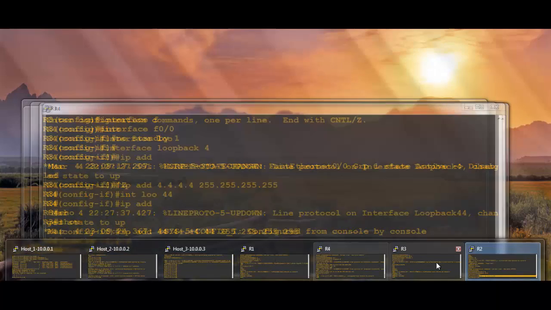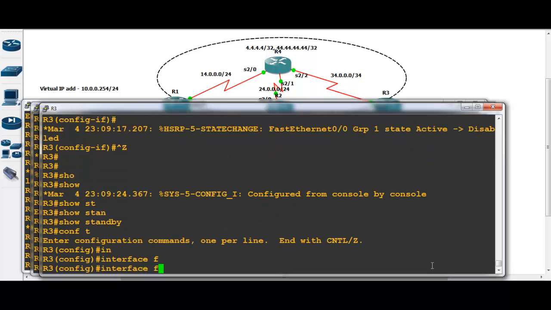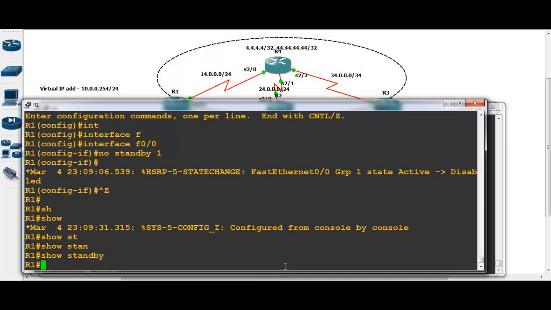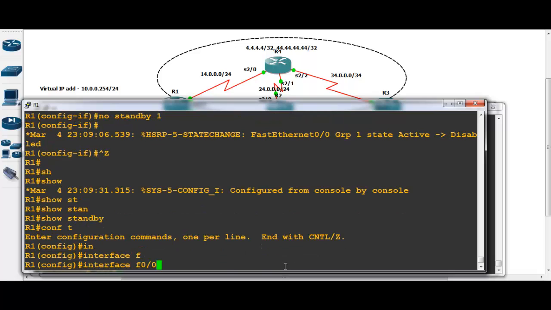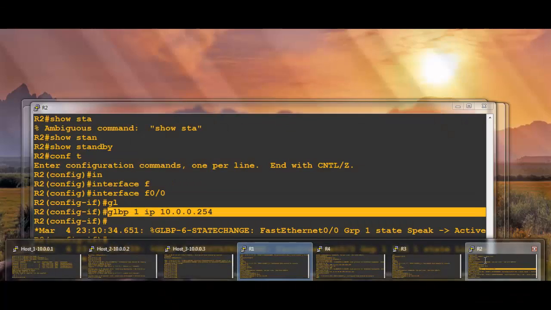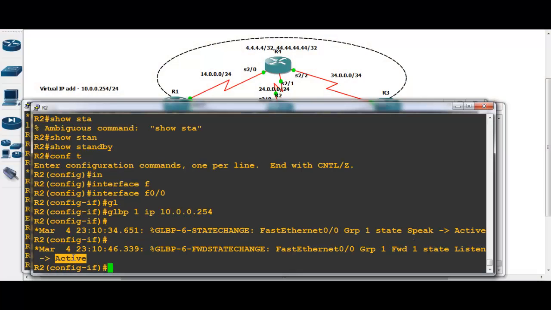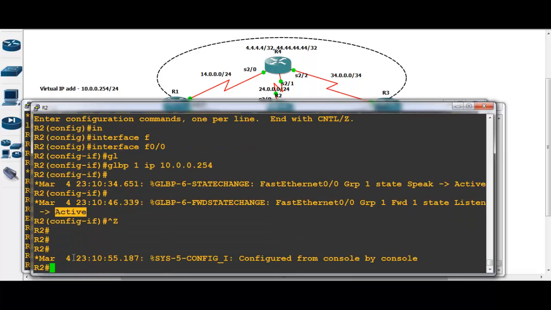R2, R3 interface FastEthernet 0/0, R1, done. Now if you see the active device, it will be 2 if it is within 10 seconds. Yes, the active device is router 2 because I enabled first this router. There is no preemption for this active.